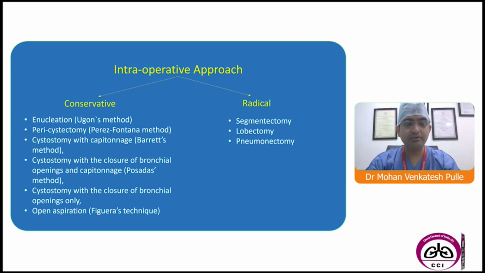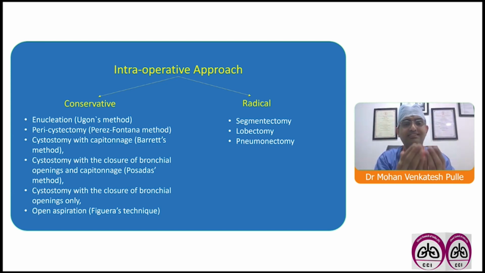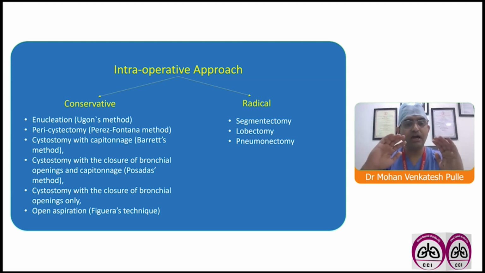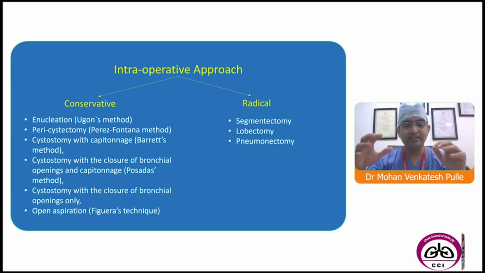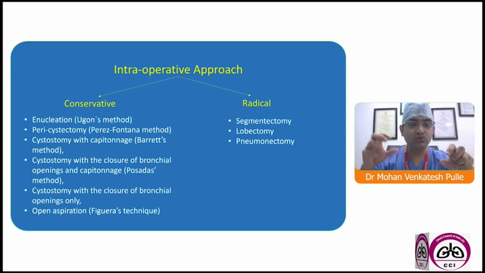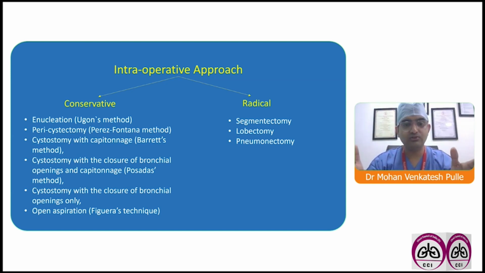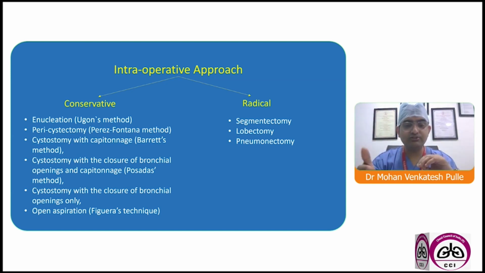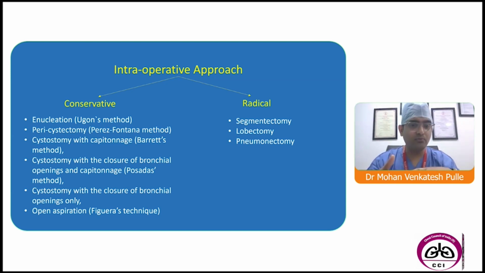So the conservative therapies include enucleation, in which you actually take out the whole of the cyst in one go. And then pericystectomy, where along with the endocyst, you also have to remove the pericyst, that is the inflammatory reaction of the organ towards the cyst cavity. Because removal of the pericyst is associated with a lot of postoperative complications like air leak and empyema formation. So in the present era, pericystectomy is not used.